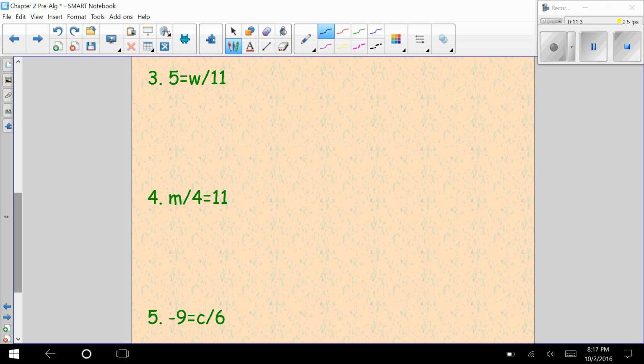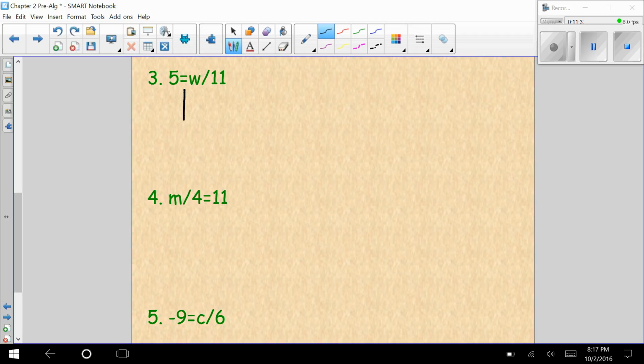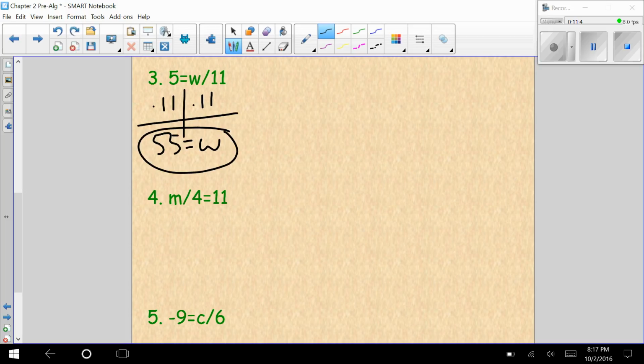Number 3, I have 5 equals w over 11, or w divided by 11. So I'm going to multiply both sides by 11. Now we'll get 55 equals w. To check this, I have 5 equals 55 over 11, which is indeed 5, and it checks out.